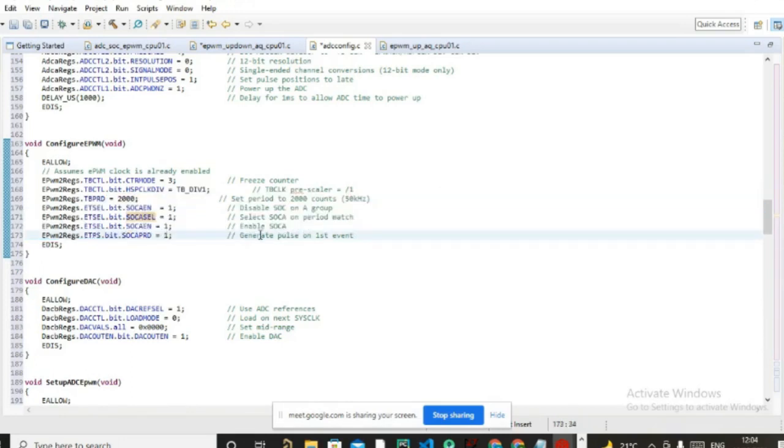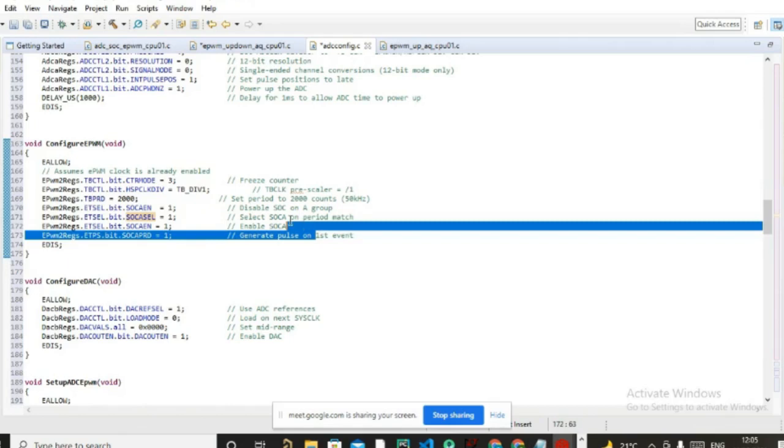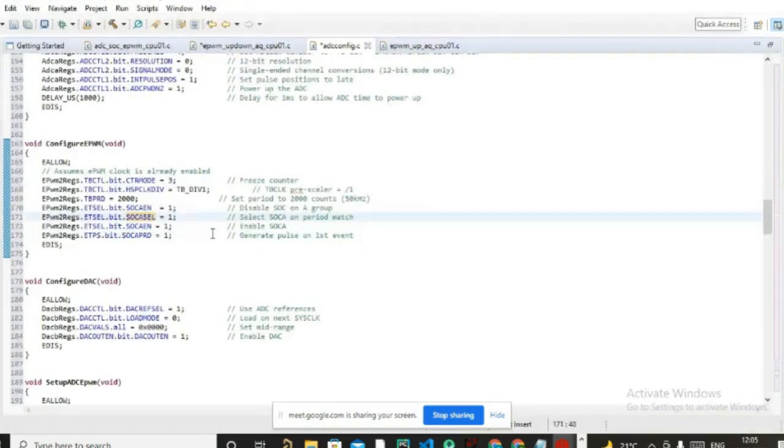Every first event means after every one triangle, a start of conversion signal will get generated. And you are selecting SOC on a period match, in the sense that whenever your time base period value has been reached, your start of conversion signal will get generated. Your counter is counting from 0 to 2000. Based on the period match, it will start converting. Whenever you have 2000 counts, your frequency of EPWM will be 50 kilohertz.